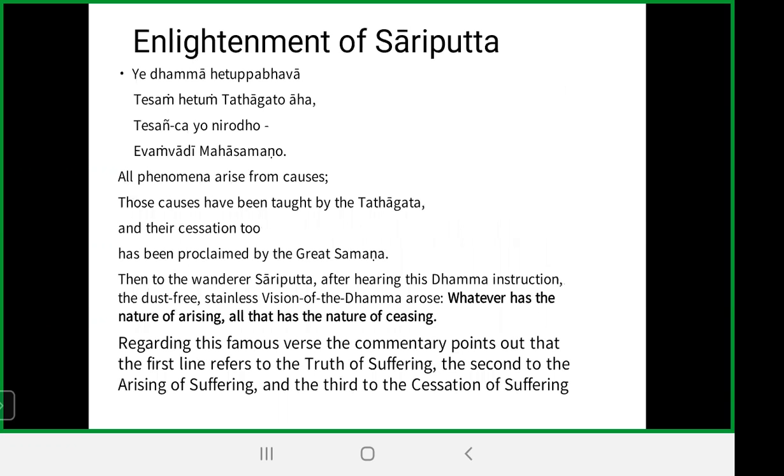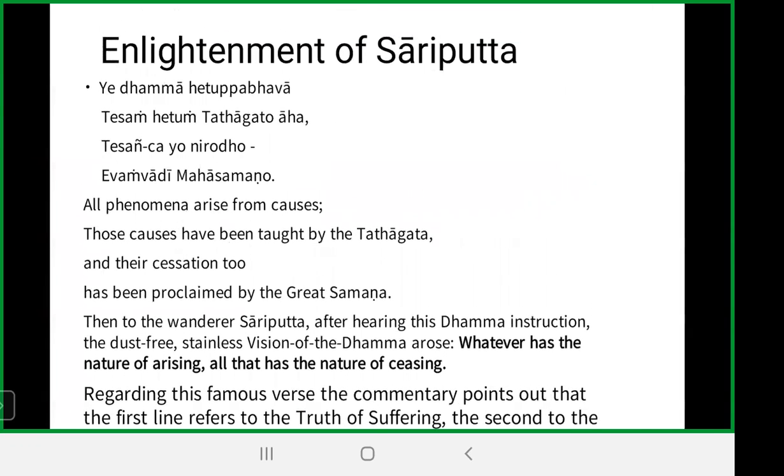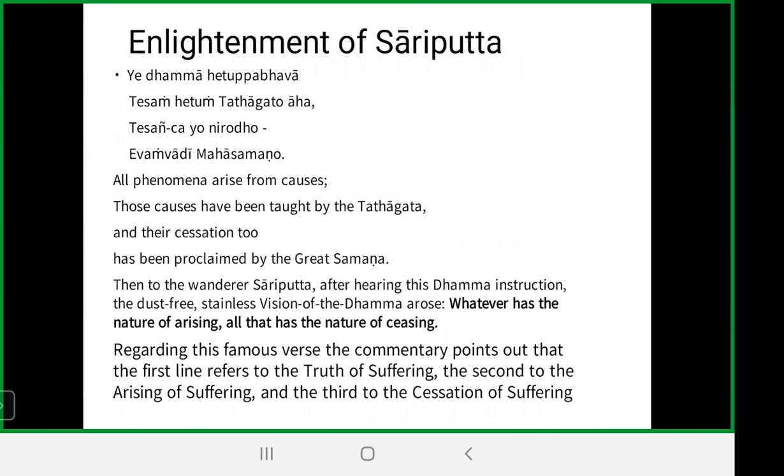Right. Okay, now this is an interesting one. I'm not so sure how many of you heard about this, but I think people should have heard. The enlightenment of Sariputra. Sariputra is the chief disciple, the great chief disciple, and the one with the greatest wisdom. And he got enlightenment just because of this one Pali verse, right? Ye Dhamma hetu pabhawa, tesam hetum tatagato aha, tesancha yo nirodo, evam vadi maha samano. Ye Dhamma, all phenomena, hetu, causes, pabhawa, arise from.